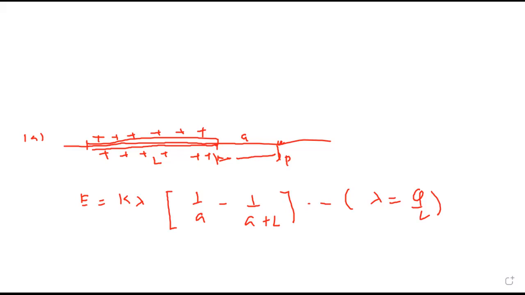What is lambda? Can you tell? Linear charge density. Linear charge density means what upon what? Q by L, total charge upon total length. So if the point is on the axis of a thin charged conductor, then intensity is 1 upon 4 pi epsilon naught into lambda into 1 upon A minus 1 upon A plus L. I have written that as K lambda times (1 upon A minus 1 upon A plus L).